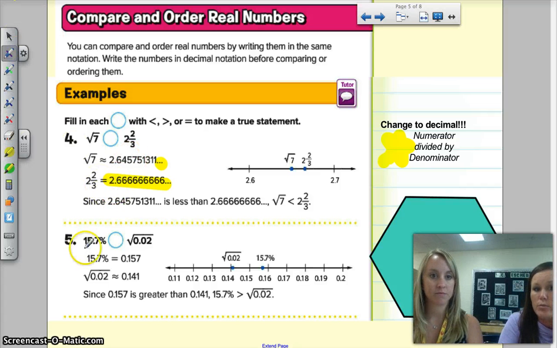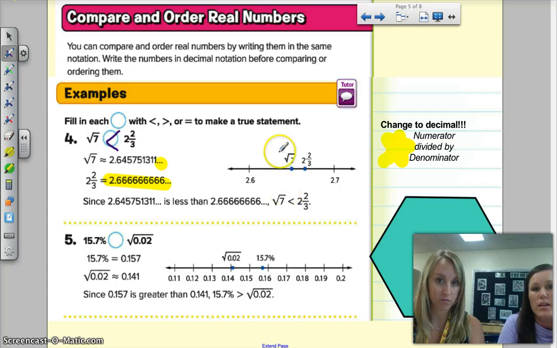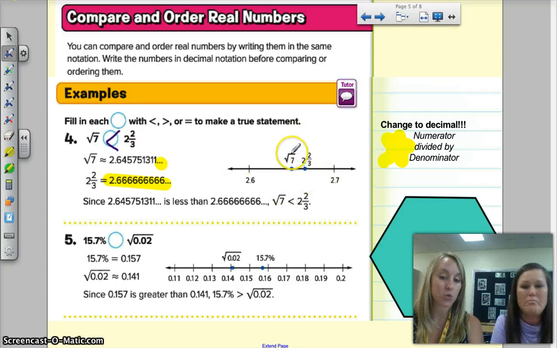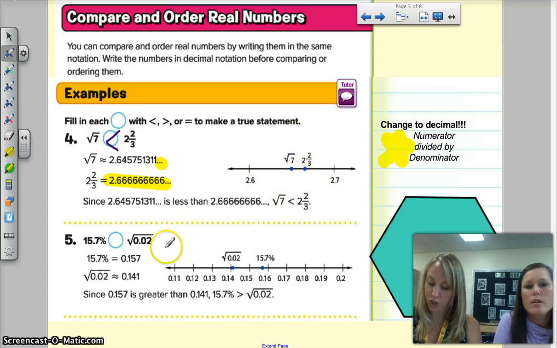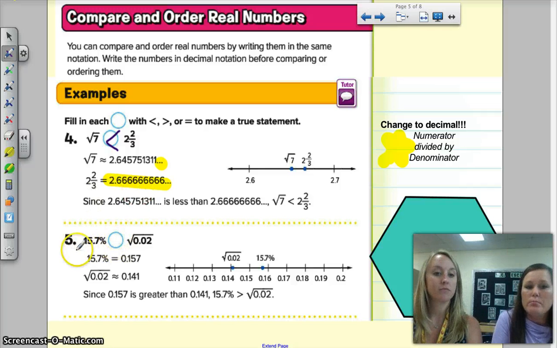So clearly 2.66 is bigger. Then there's a number line to show that. You don't have to do that, but that's what we're just showing you. It's a connection. So number 5, we're going to compare 15.7% to the square root of 0.2.